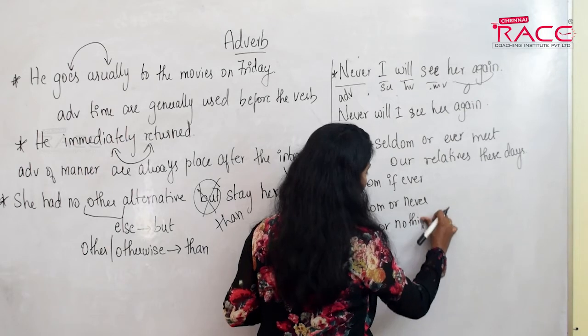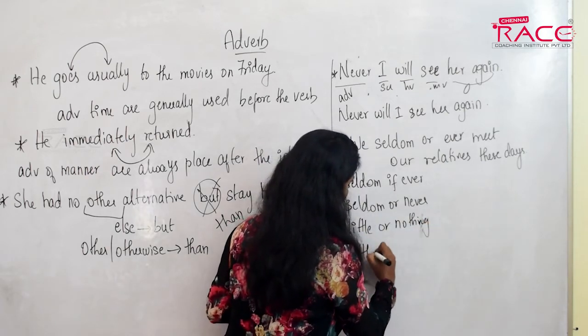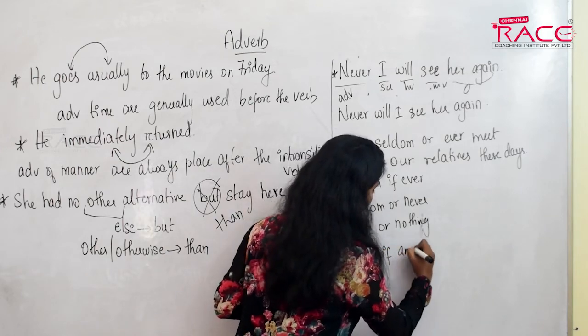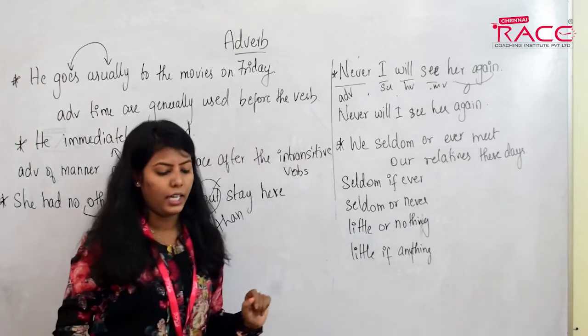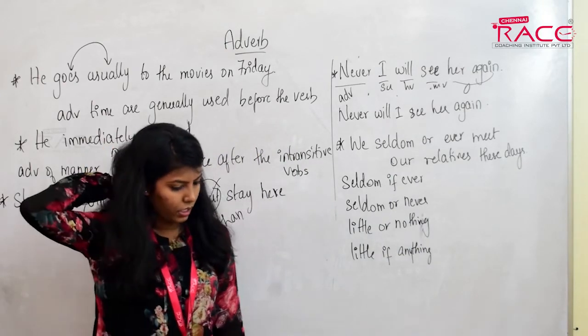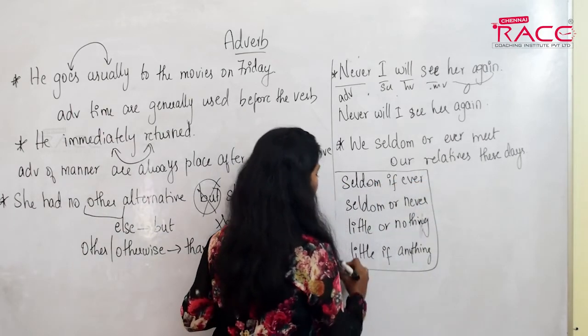Okay, little or nothing, and we have little if anything. Little or nothing, or we have little if anything. Little or nothing, little if anything. Okay, so these are the correct format. These are the correct phrases.